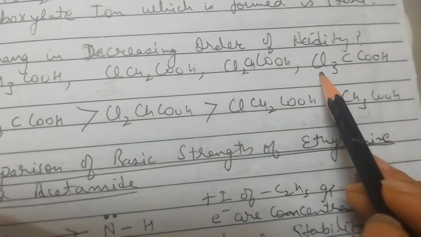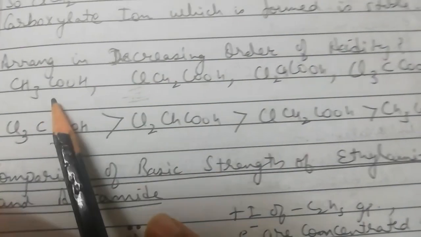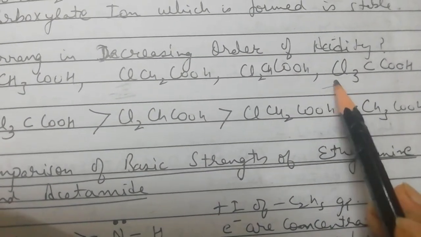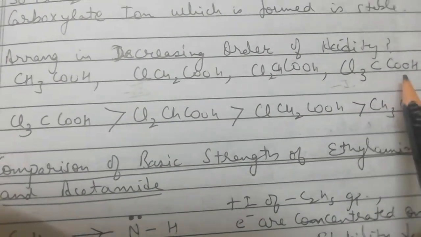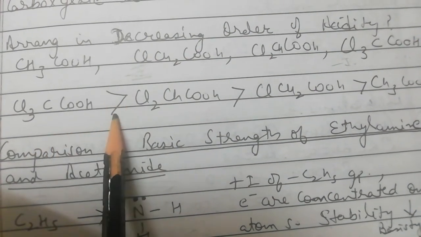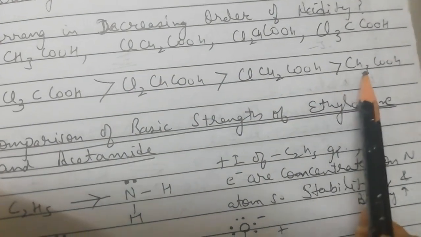So this has 3 chlorine atoms, 2 chlorine atoms, 1 chlorine atom and 0 chlorine atoms. So we can say that trichloroacetic acid will have maximum minus I effect, so it will be most acidic in nature. So trichloroacetic acid will be most acidic, then dichloroacetic acid, then chloroacetic acid and then simple acetic acid.